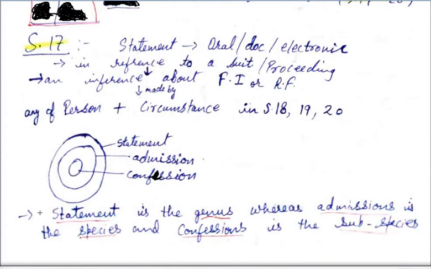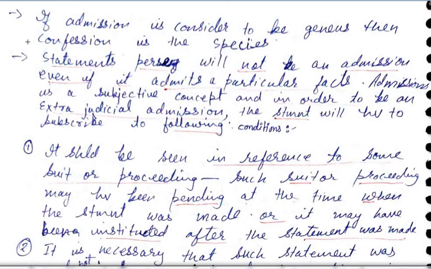इसमें एक स्टेटमेंट लिख लो, एक पॉइंट लिख लो. Statement is the genus, whereas admission is the species and confession is the subspecies. मतलब स्टेटमेंट को अगर आप जीनस मानते हो तो एडमिशन स्पीसी होगा और कन्फेशन सब स्पीसी होगा, और अगर आप एडमिशन को जीनस कहते हो देन कन्फेशन विल बी द स्पीसी. इसको भी लिख लो आप, राइट डाउन. If admission is considered to be the genus, then confession will be the species. Now next paragraph.